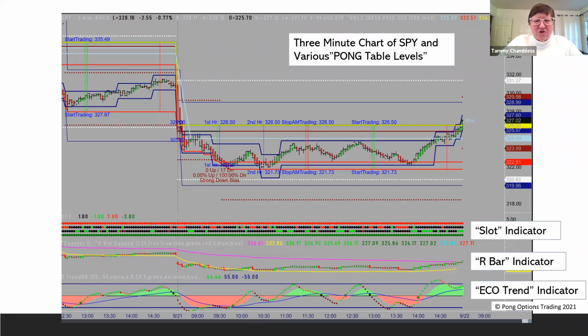And then the eco trend indicator, that's much like the RSI, except it's a little more detailed in the information it provides. It can show when a trend change is coming by the colors on the dots in that eco trend. And if these indicators seem like a lot to understand and follow, don't worry.